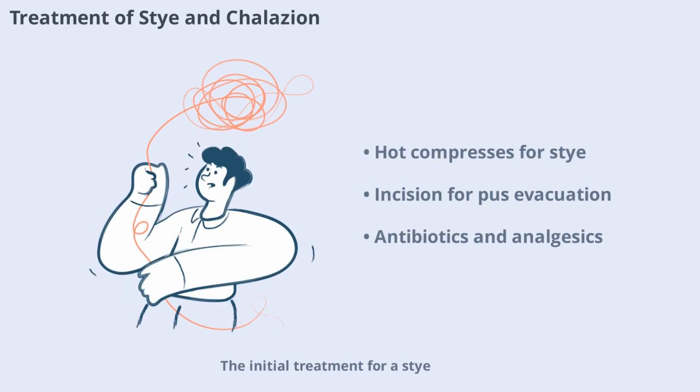The initial treatment for a stye involves frequent hot compresses to promote drainage. If pus forms, evacuation may be necessary, either by epilation or a small incision. Systemic analgesics and anti-inflammatory medications can help relieve pain and swelling. Chalazion may require a vertical incision on the conjunctival side for pus evacuation. Both conditions benefit from local and systemic antibiotics, and in persistent cases, surgical intervention may be needed.